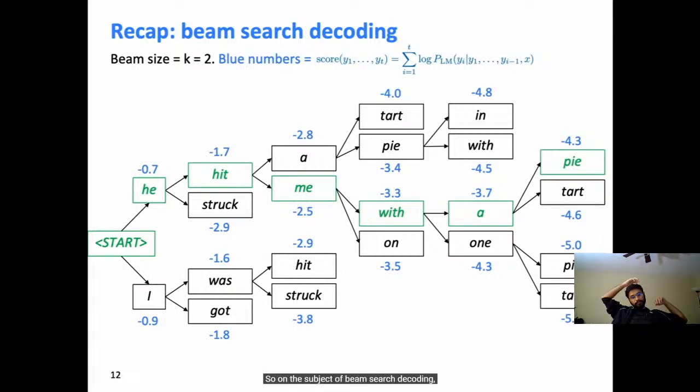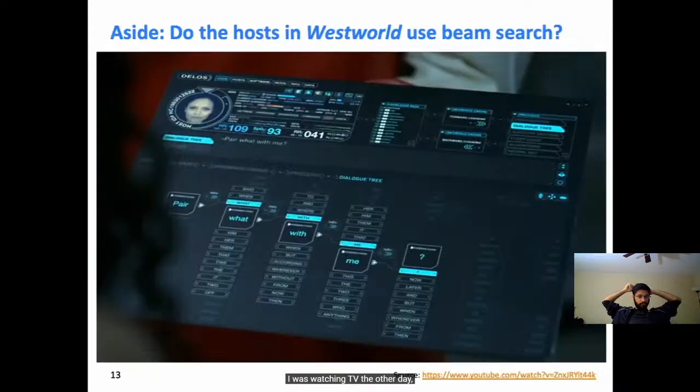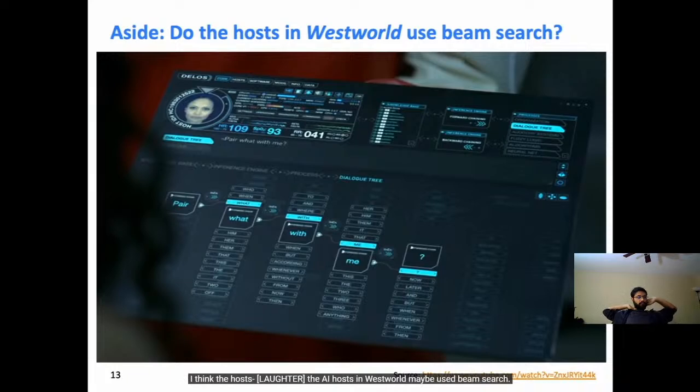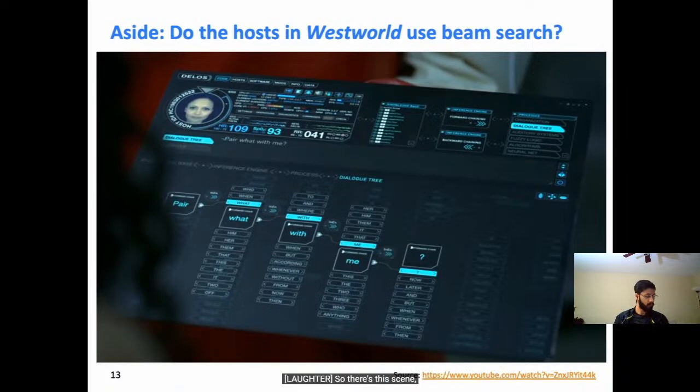So on the subject of beam search decoding, I was watching TV the other day, and I noticed something in Westworld. I think the AI hosts in Westworld maybe use beam search, which is something I wasn't expecting to see on TV. So there's this scene. Westworld is, by the way, a sci-fi series that has these very convincing humanoid AI systems. And there's a scene where one of the AI systems is confronted with the reality of the fact that she, I suppose, is not human, because she sees the generation system of words as she says them.